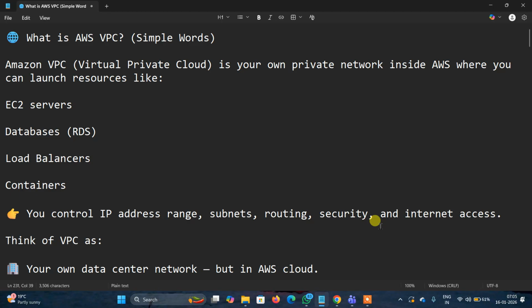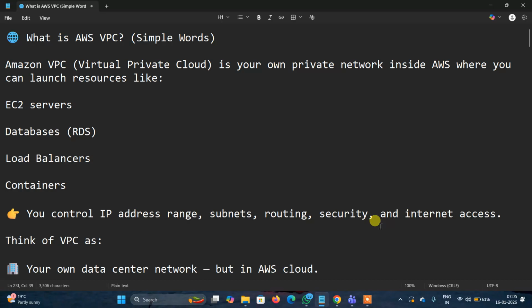So VPC is a network. It is your own network inside your cloud. Understand? So what is VPC? VPC is known as Virtual Private Cloud. It is your own private network inside AWS where you can launch your resources like EC2 servers, database, load balancer, and containers.